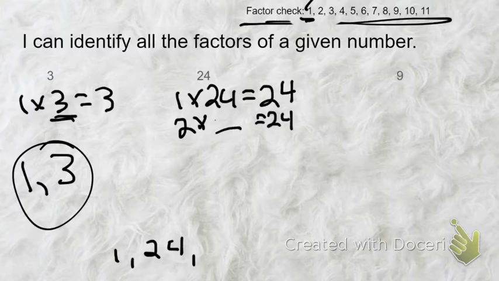2 times 12, because 12 plus 12 equals 24. So 2 times 12. So I'm going to go ahead and write my 2 and my 12 and my answer. Okay. Did my 2. Now I'm going to go to my 3.